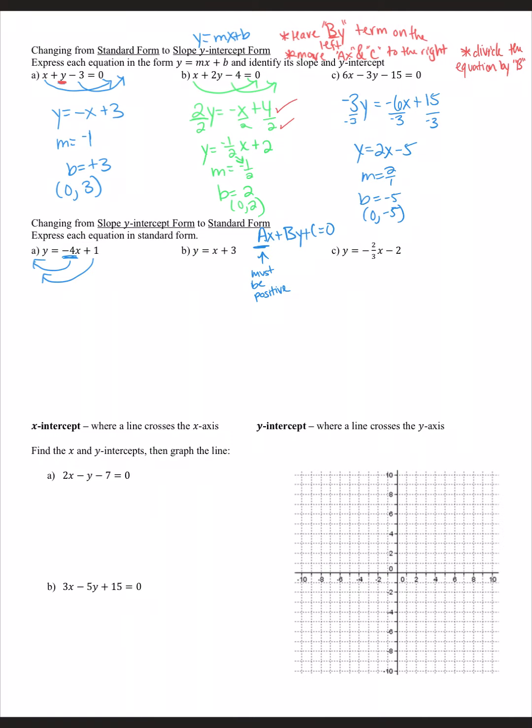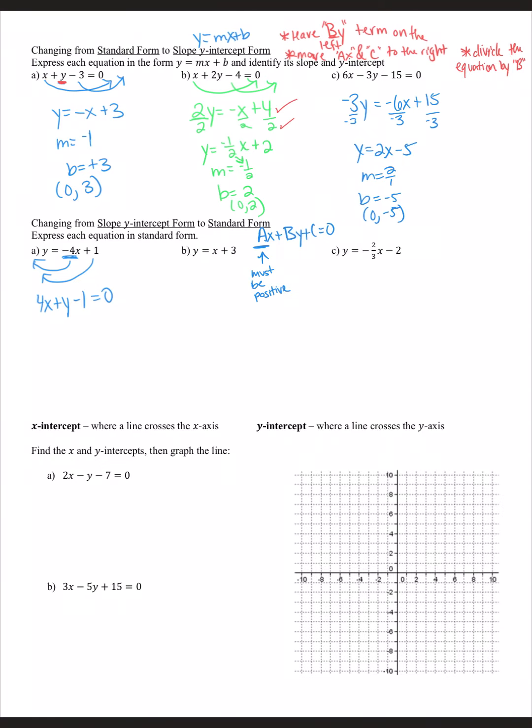I'm trying to move everything to one side so that it equals 0. So I'm going to move a -4x over. It's going to be a positive 4x. The y is just staying on that same side, so I don't have to do anything there. And then I move the 1 over by subtracting 1 equals 0.